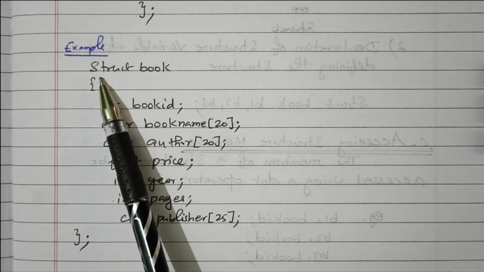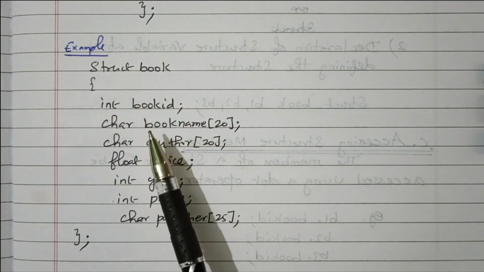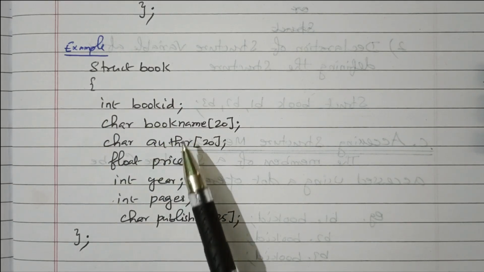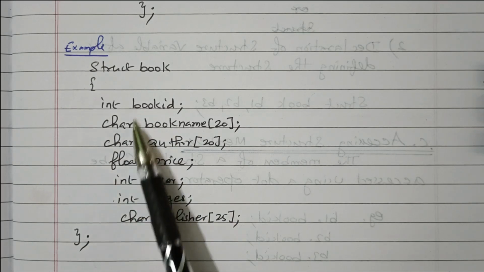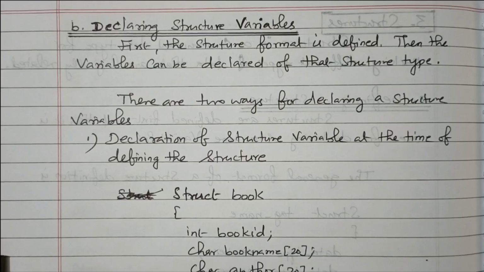So the structure name is book. struct is the keyword, the name is book. We declare book related data: book ID, book name, author name, price, year, pages, and publisher name. These are all declared. So different types of data are logically related. All data are related to the term book, right? Now we'll go to the next part. So we discussed the structure definition and the general format for structure definition.